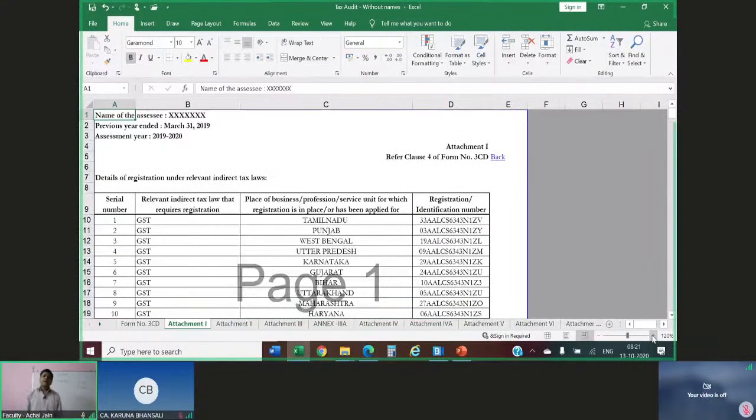Now this has been filled by the management. What is our role as an auditor? Our role as an auditor is to audit this. So how do we audit this? Again, very simple. By verifying the GST registration certificate. For all of these GST registrations, the GST registration certificate would have been received by the management.